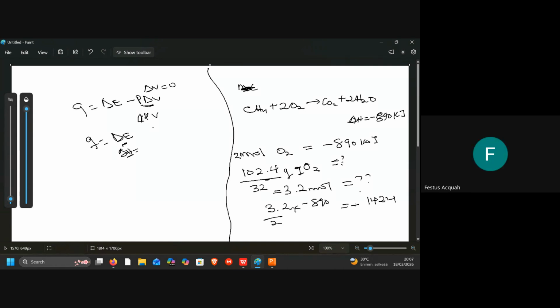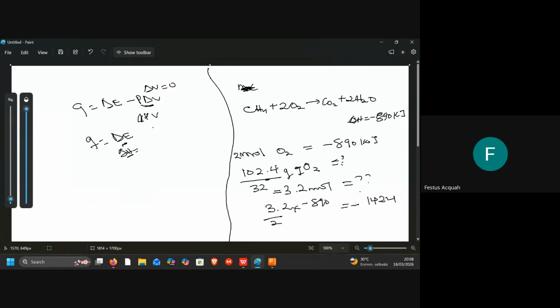From the whiteboard, 2 moles of oxygen is equal to negative 890 kilojoules. Is it the 390 that is multiplied by 2? If it's 390 multiplied by 2, you will not get 890. Where did you get it? Where is 390? I can't see 390 in this part. Where are you getting your 390 from?